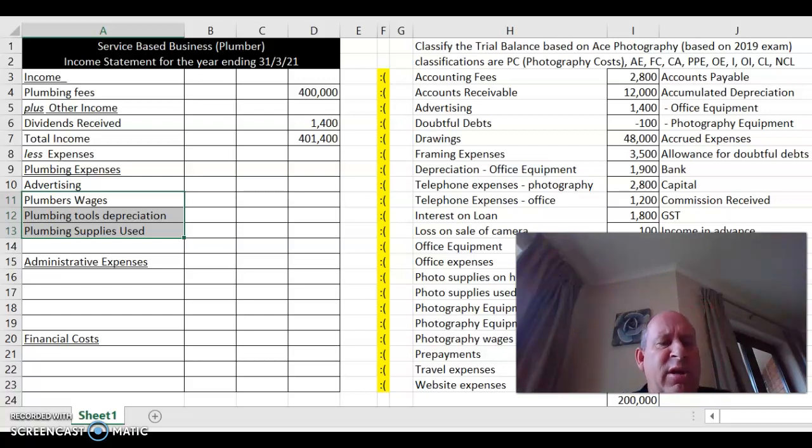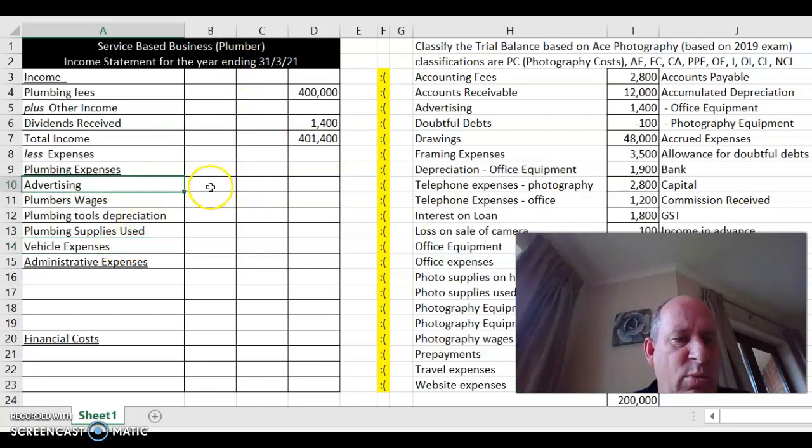Notice that the plumbing supplies used is different from plumbing supplies on hand. On hand is stuff that you've got stored that you haven't sold yet, so that's still a current asset. If you've used it up, then it becomes an expense. So that's why plumbing supplies used will go in here. And I've added one more in for today, which is just vehicle expenses.